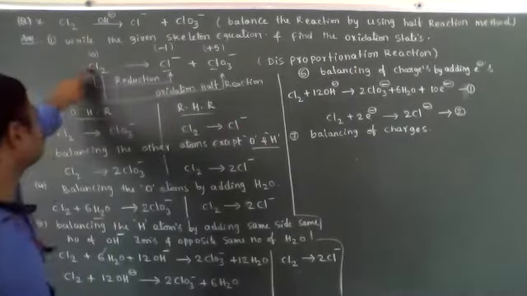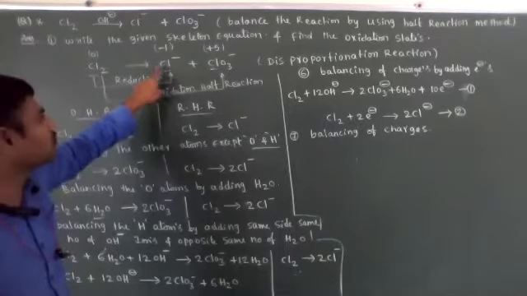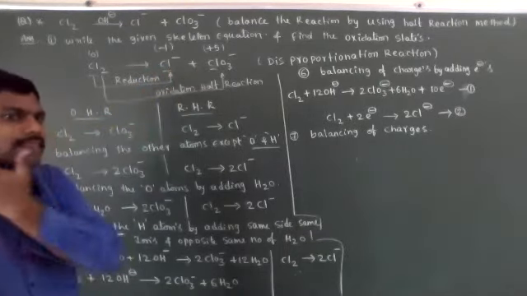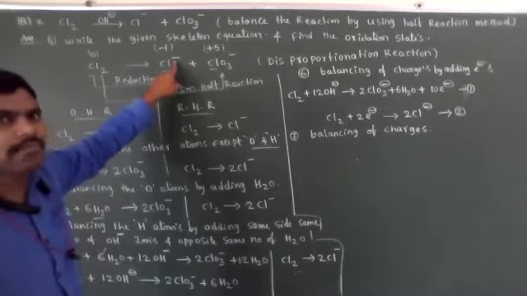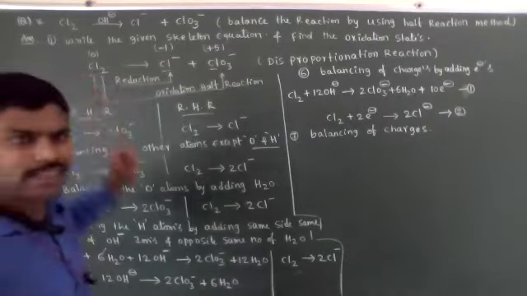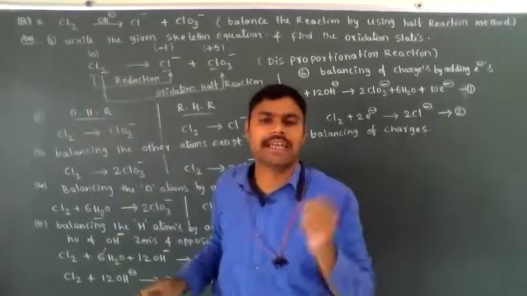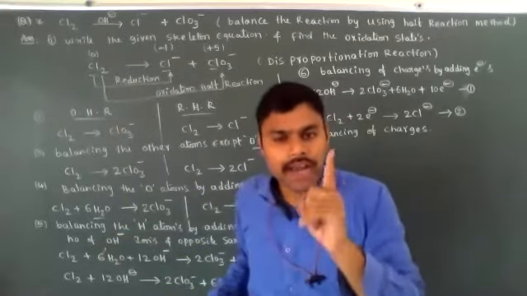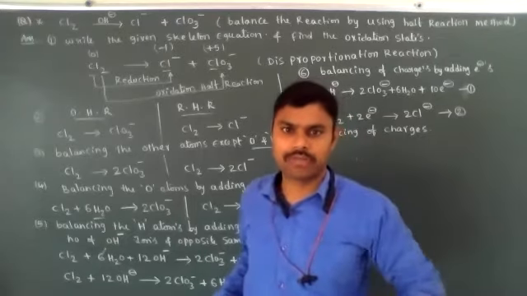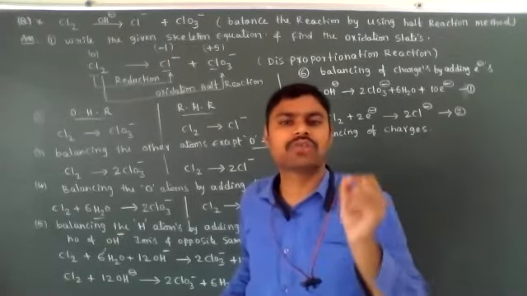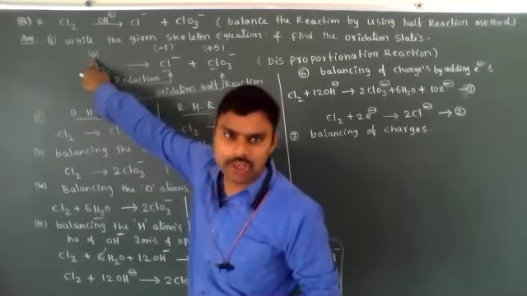See, first I wrote the equation as it is in the first step: Cl2 converts into Cl minus plus ClO3 minus. Cl minus means the charge on Cl minus is 1 minus. Cl2 is an elementary state molecule. For oxidation number rules, what is the first rule? For atoms, elementary molecules and allotropic forms, their oxidation number is equal to 0. Cl2 is an elementary molecule, so the chlorine oxidation number is 0.